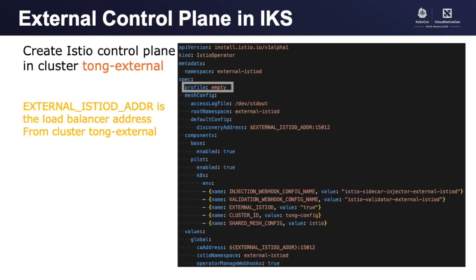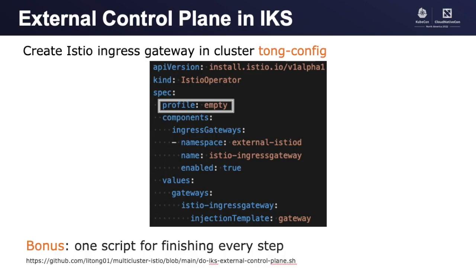After that, we create the Istio control plane in cluster external. And again, you can see that we use the profile empty. So we just want to install the base Istio component and the pilot. We don't install anything else. Now we also create this Istio ingress gateway in the config cluster. So if you want to do all these things very quickly, you can use the script that I created.